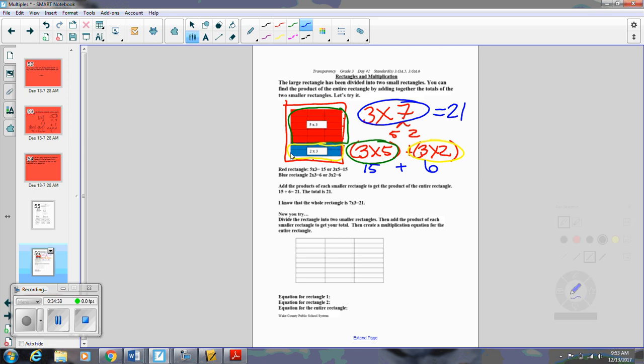If I were to count up all these pieces individually, what number do you think I'm going to get to? 41. Let's find out. 1, 2, 3, 4, 5, 6, 7, 8, 9, 10, 11, 12, 13, 14, 15. Pause. Hey, we just said 3 times 5 is 15. Oh, it was the first one. Let's keep going. 16, 17, 18, 19, 20, 21. This array is 3 by 7, which is 21.